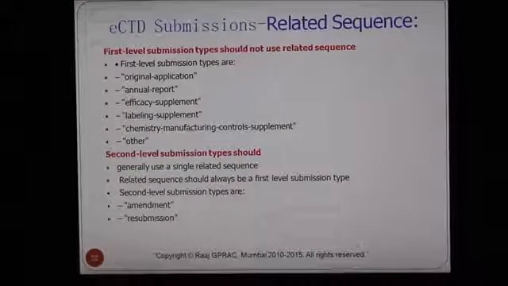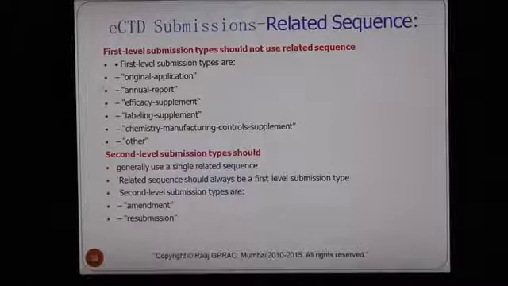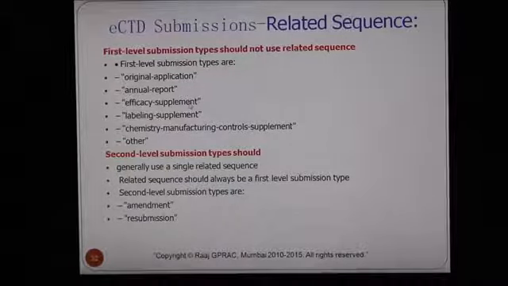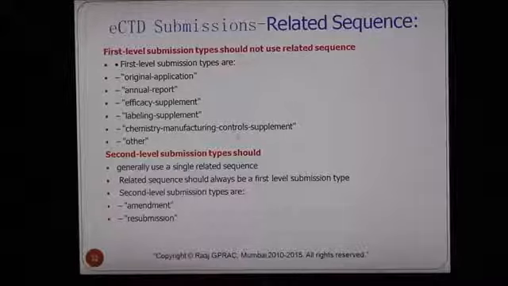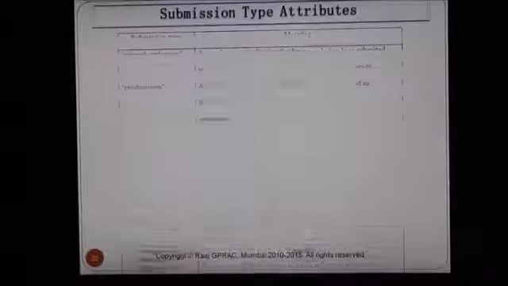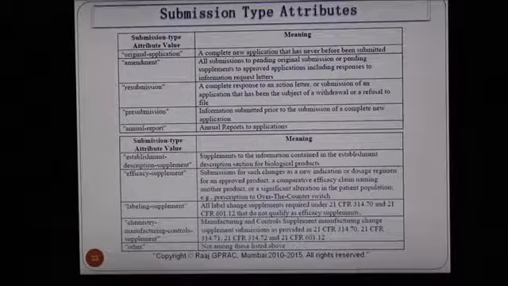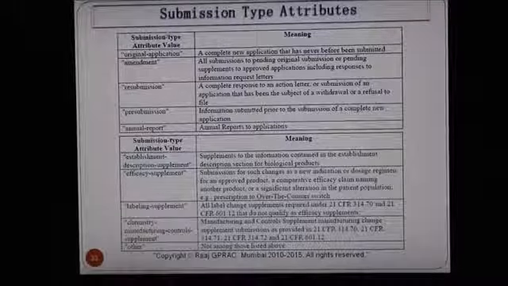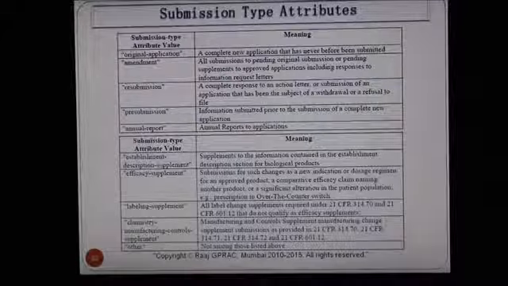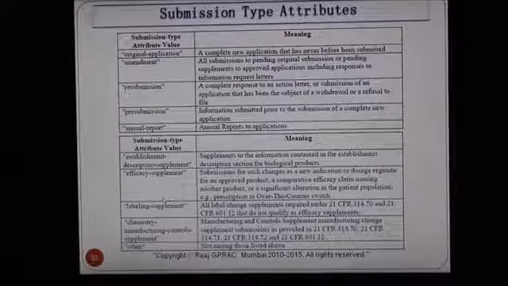So there are two levels of submission, the first level submission type and the second level submission type. In the first level, you can use original application, annual report, efficacy supplement, labeling supplement, CMC supplement and a few others. Whereas second level submission types generally use a single related sequence, that is amendment and resubmission. So these are a few submission type attributes, and the definitions, the meaning of amendment, resubmission, pre-submission and all others, are given in this slide.